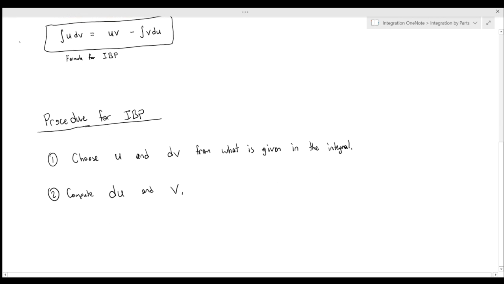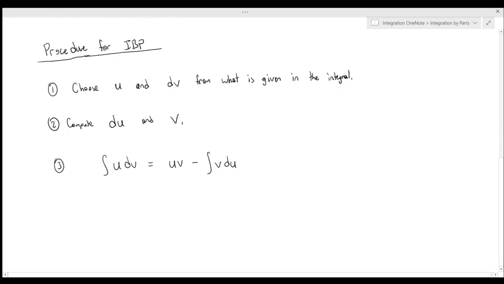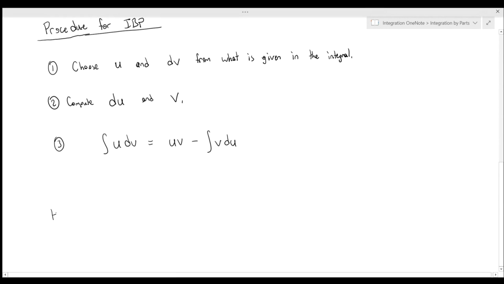Once you have u, du, dv, and v, you'll then rewrite your integral using this integration by parts formula. Okay. So that's just a rough outline of the procedure. Now there's a useful tool for deciding on what you should choose to be your u when using integration by parts. So I'll go over that right now as well.